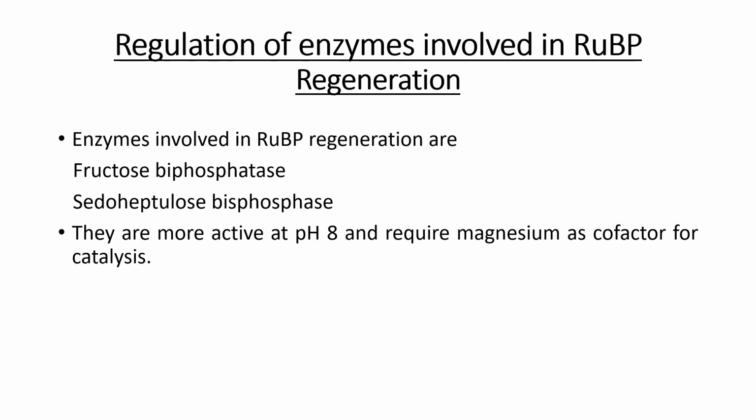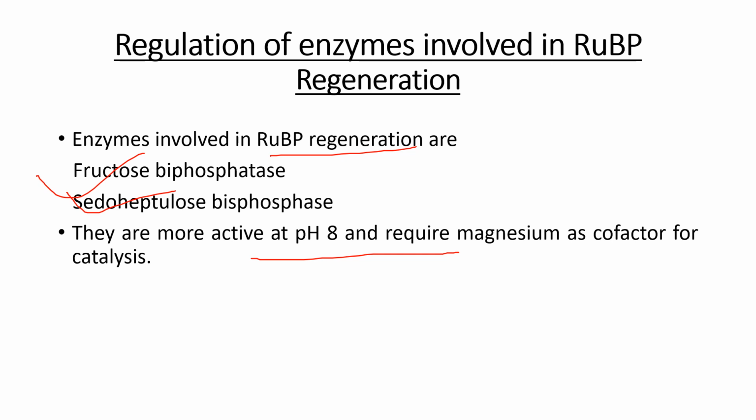Then the regulation of the enzymes involved in RuBP regeneration: the enzymes involved in RuBP regeneration are fructose bisphosphatase and sedoheptulose bisphosphatase. They are more active at pH 8, and they require magnesium as a cofactor for catalysis. These are the two enzymes required for RuBP regeneration, and they are more active at pH 8 and require magnesium as a cofactor for the catalysis.